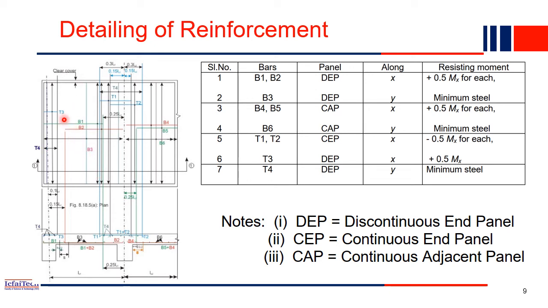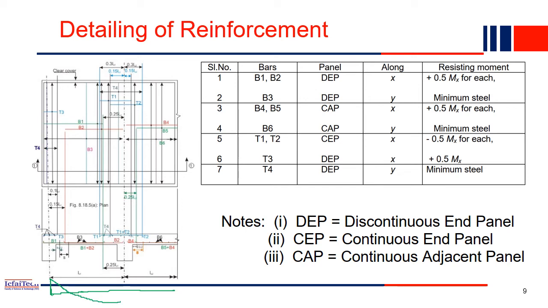Then we have to provide the top bar also. Top bars we call T1, T2, T3, T4, like that. So T3 is the top bar which is provided at the support. Now you may ask why this is only at the support. If you see the bending moment diagram of this beam, let me draw it here quickly. So the bending moment diagram for this beam will be something like that. Near the support you will have negative bending moment, and then positive.